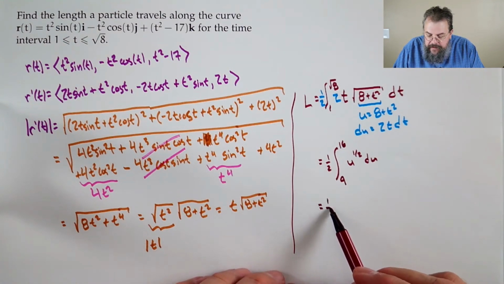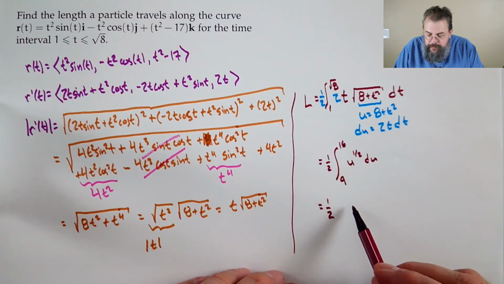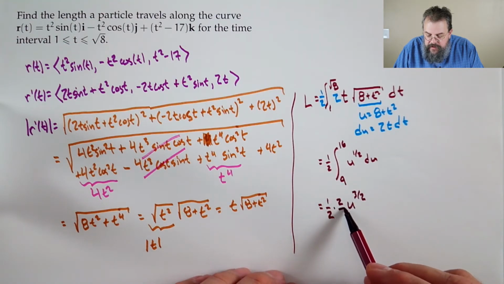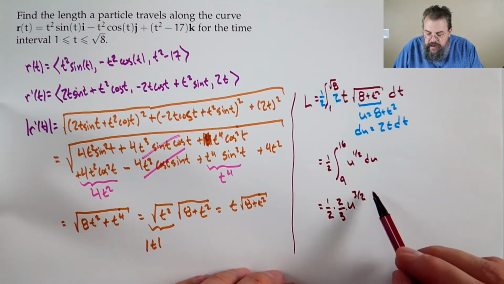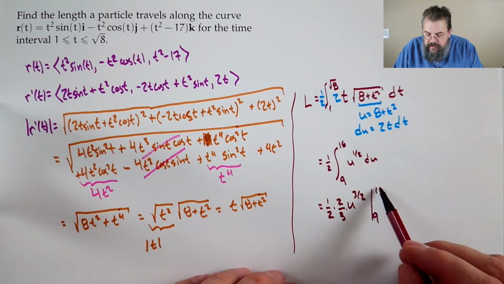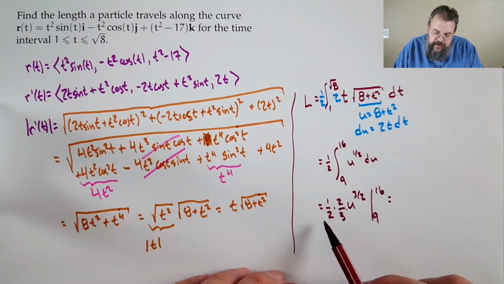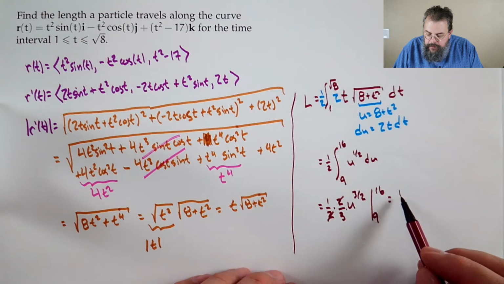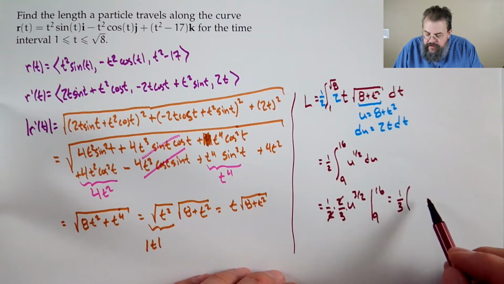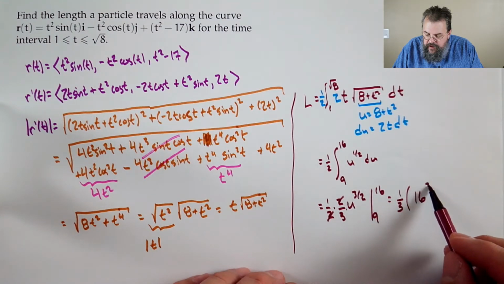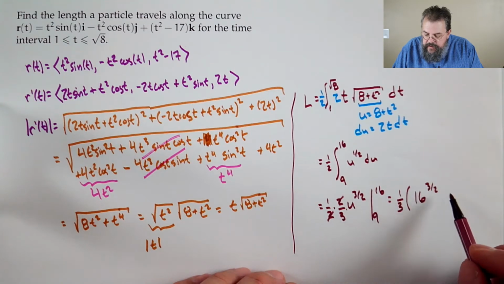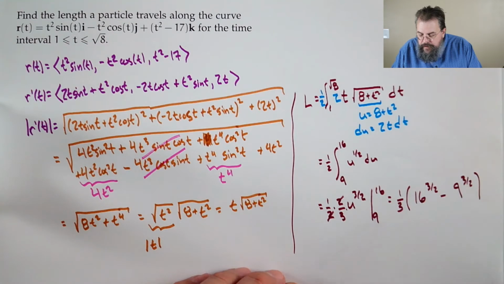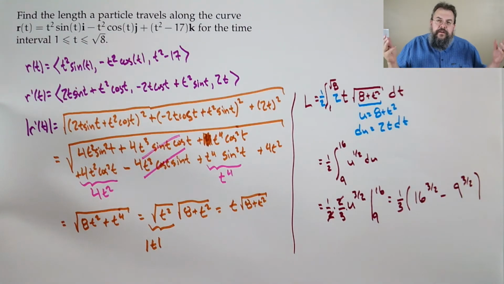So this would be 1/2. Integral of u to the 1/2 will be u to the 3/2 multiplied by the reciprocal, 2/3, and evaluate from 9 to 16. So 1/2 times 2/3, the 2's cancel. So we have 1/3. Then we're going to have 16 to the 3/2, and then we're going to subtract 9 to the 3/2. Now we start thinking, okay, 16 cubed.